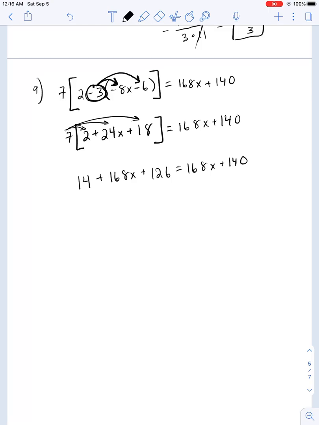And you bring everything else down. Right? Now from there we see some like terms that we can combine. 126 plus our 14 gives us 140. We bring everything else down.